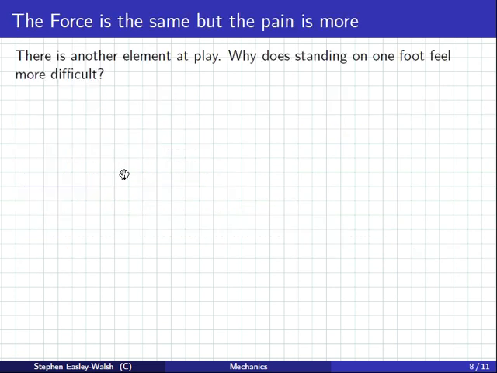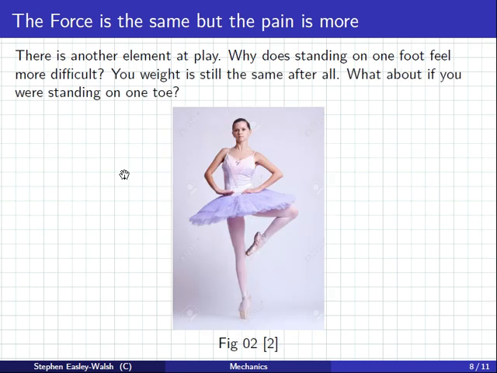There's another element at play here. So, here's a picture of a ballerina. Tell me, why is it harder for her to stand on one toe than two? Like, her weight is the same. So, what's the difference? Area. The area is different. How has the area changed? It's much smaller. It's half. Well, it's actually less than half if she's standing on her toes.